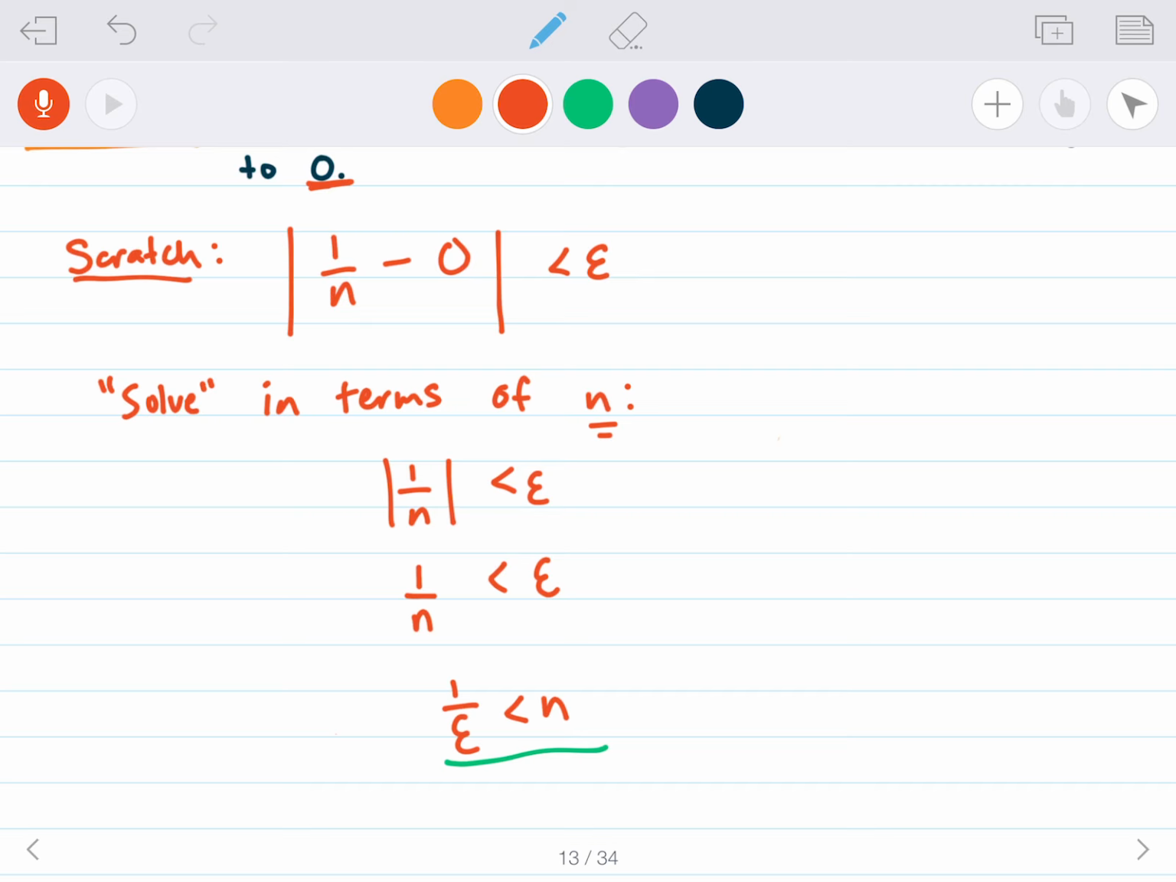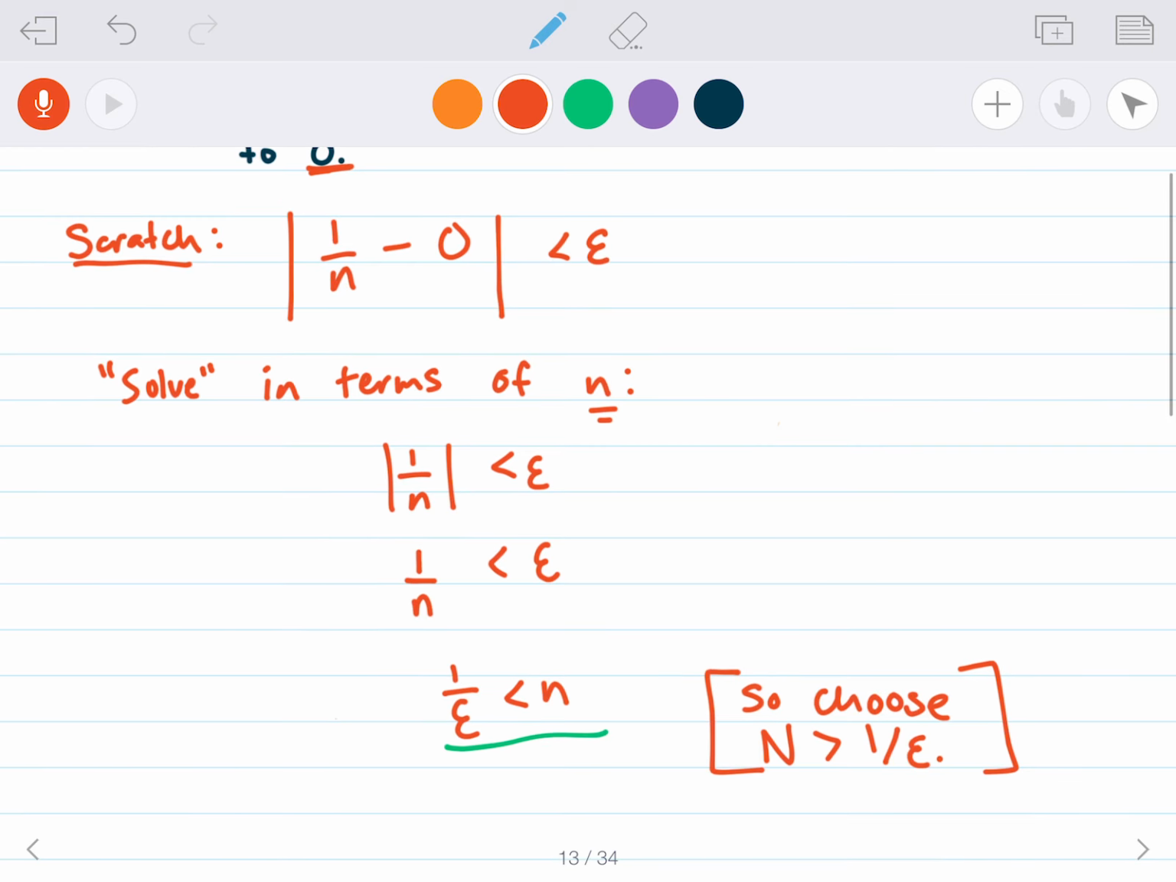And I'm going to do lots of examples and kind of explain the logic more, but I just want to give you the mechanical feel of this. Okay, so this is where we say, now that little n is isolated, we're going to choose capital N bigger than 1 over epsilon. Okay, so this is not the proof. This is the scratch. Now we're going to get to the actual proof.